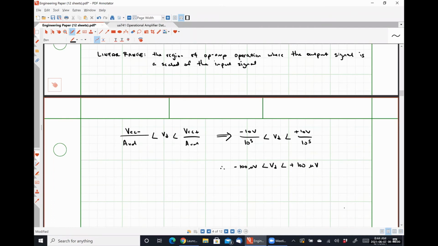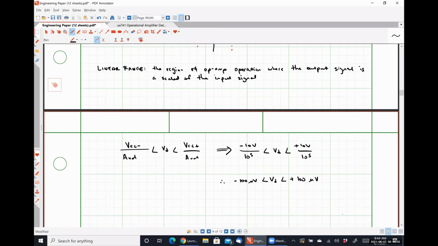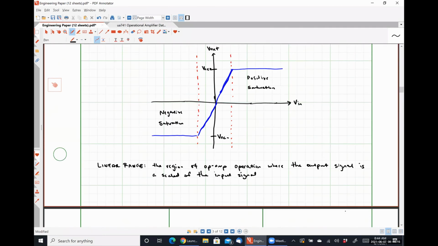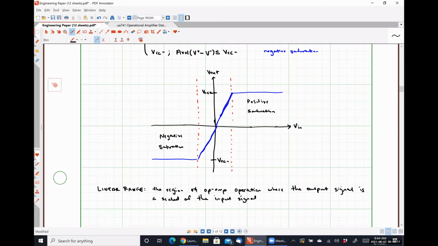So our linear range, when we have a very large open loop gain, is traditionally pretty darn small, right? We're talking about 1/10 of a millivolt plus or minus, okay? So this slope that I've drawn here is actually greatly exaggerated. It's going to look in practice like an almost perfectly vertical line for an open loop amplifier configuration, okay?